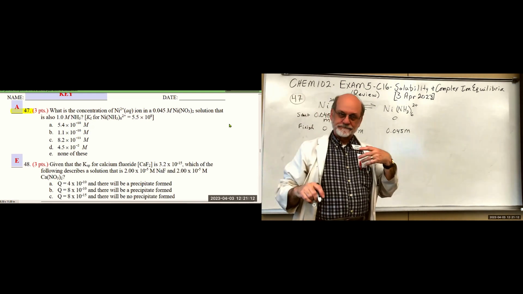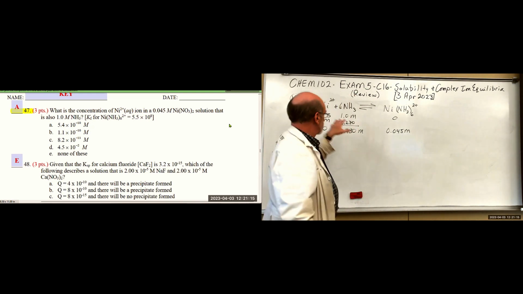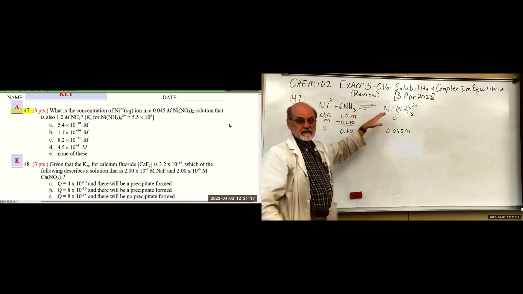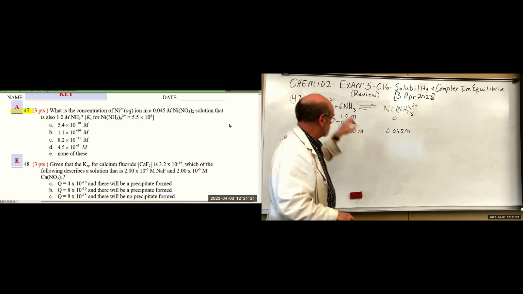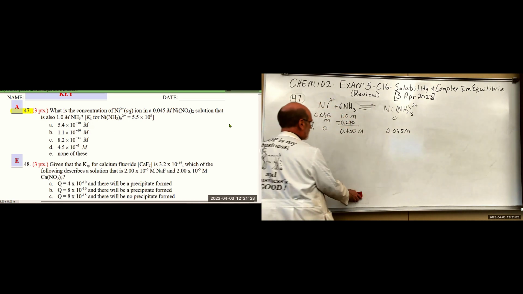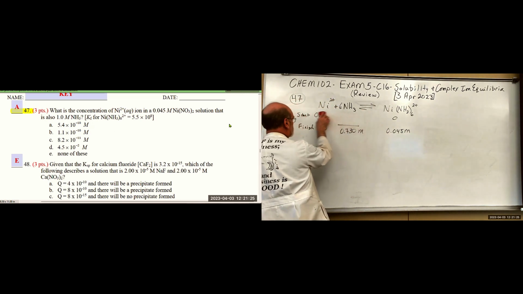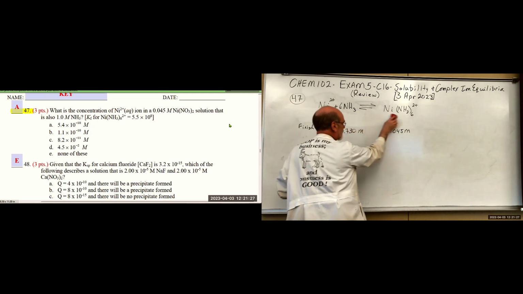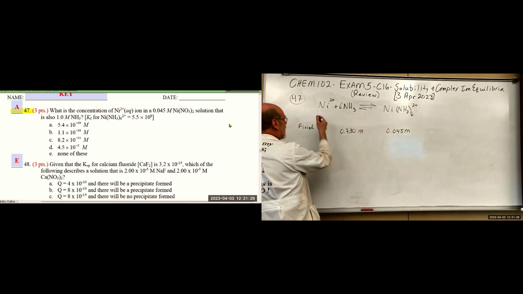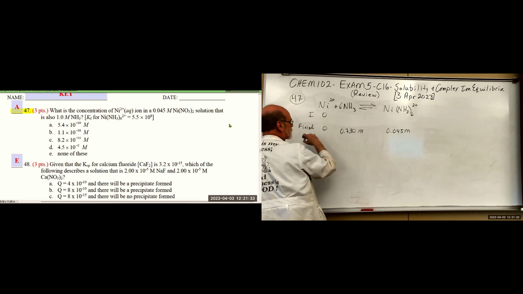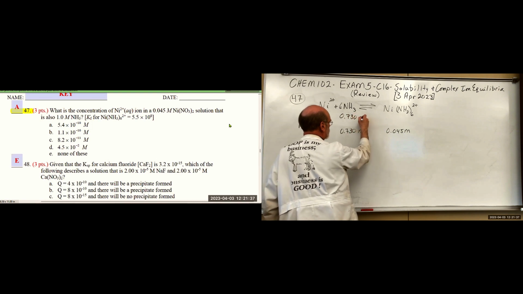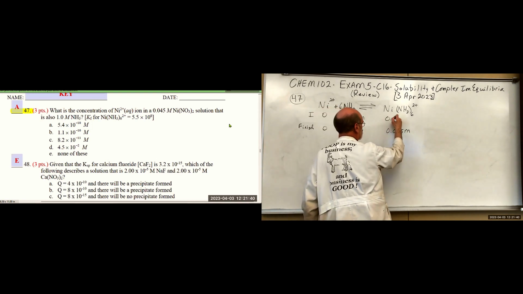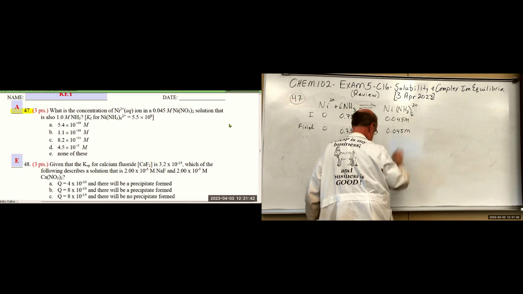This is a formation. We're using not KSP, but KF for this reaction. So we've got, I'm going to erase a little at a time. Now we're going to set up an ICE table. So the initial here is 0 and 0.730 molar, and this one's 0.045 molar. There we go.